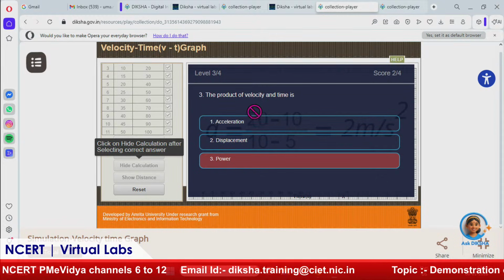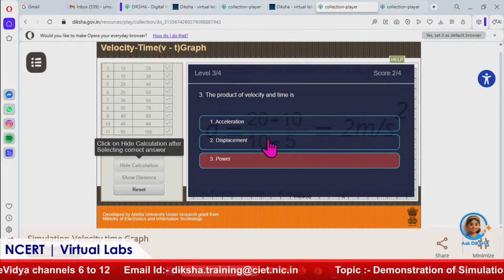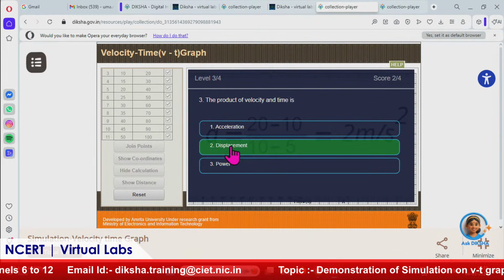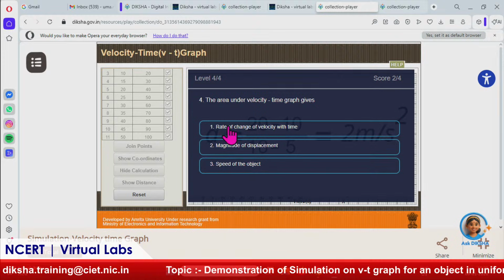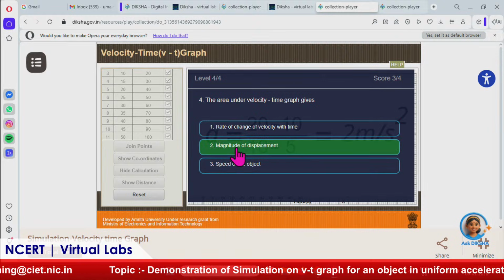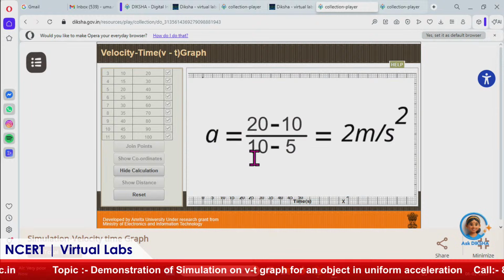So help. Click on the hint. I think it is not giving that example. So I have to go back to the theory part, and then it allows me to complete the experiment. So that means theory is important.